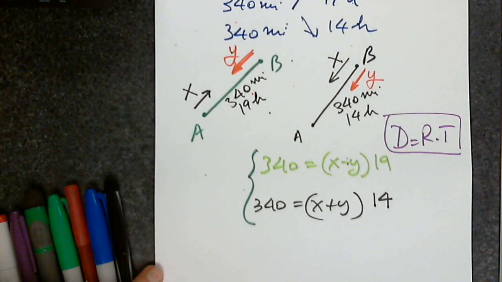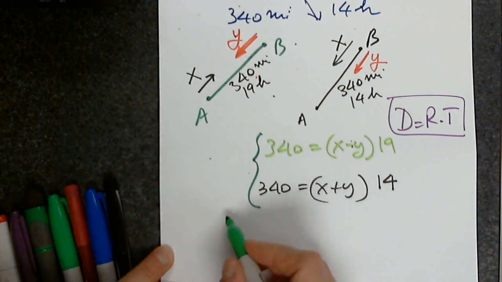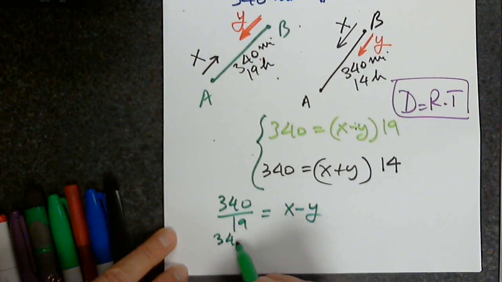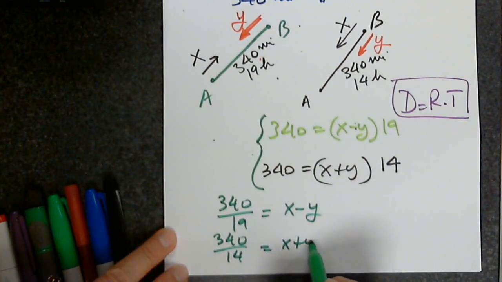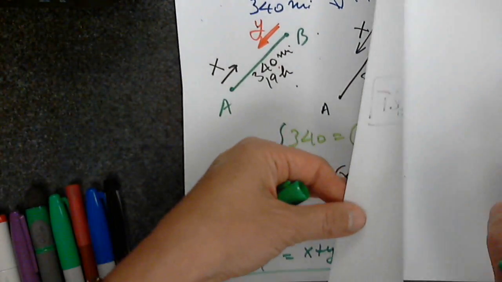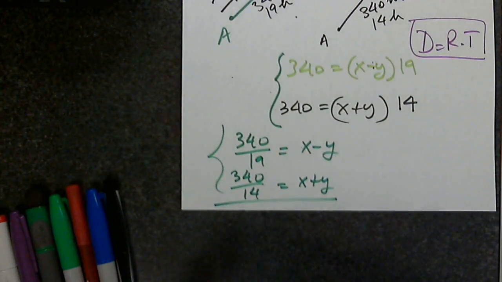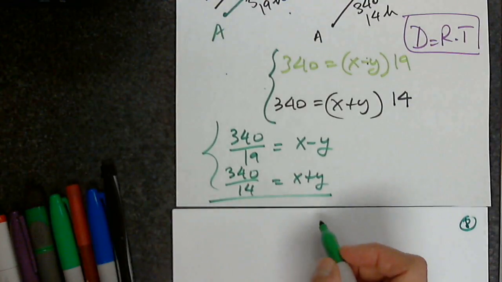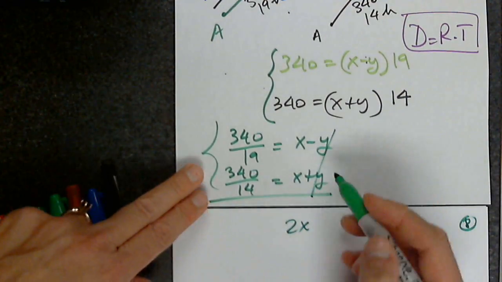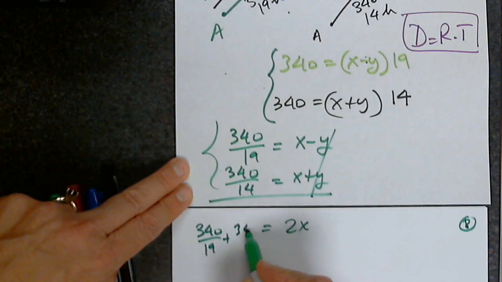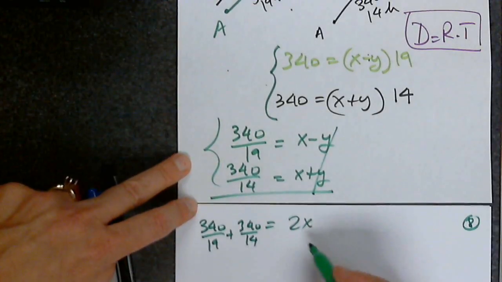Do we need more time on this? So if you go along with what I suggested, then you will have this. And then you will add them. And when I add these two equations, I get 2x, because y goes away, equals whatever that is. So 340 over 19 plus 340 over 14, and I have to divide both sides by 2.